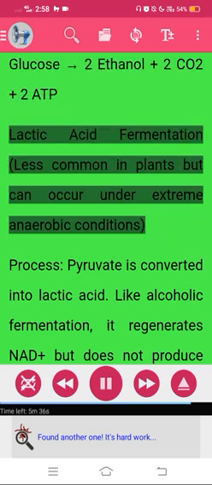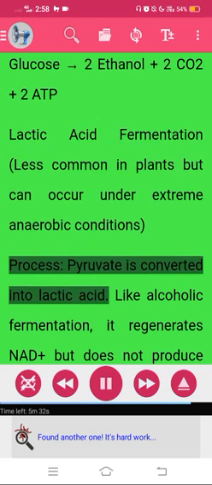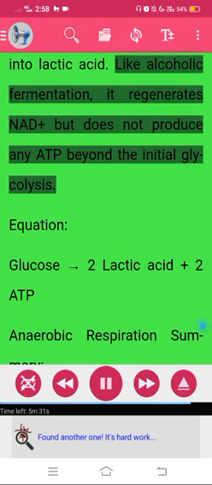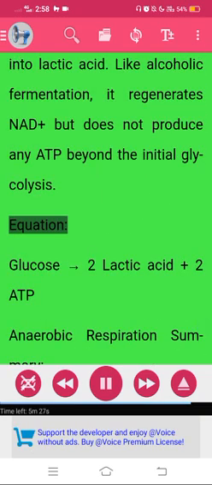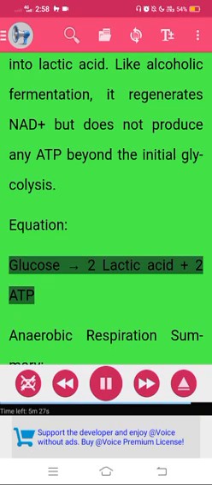Lactic acid fermentation, less common in plants but can occur under extreme anaerobic conditions. Process: pyruvate is converted into lactic acid. Like alcoholic fermentation, it regenerates NAD+ but does not produce any ATP beyond the initial glycolysis. Equation: glucose → lactic acid + 2 ATP.